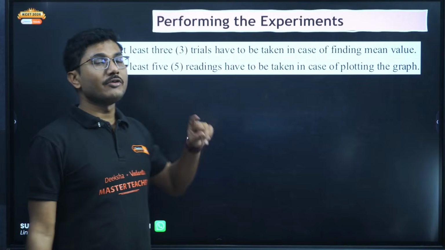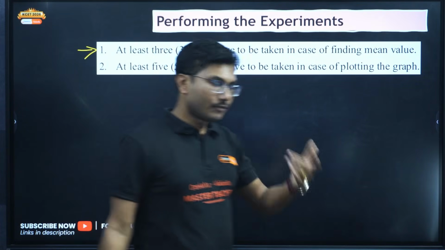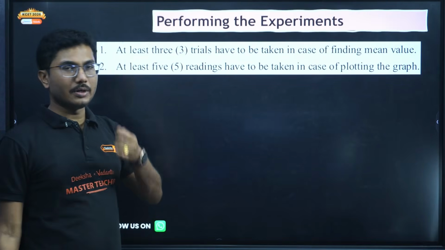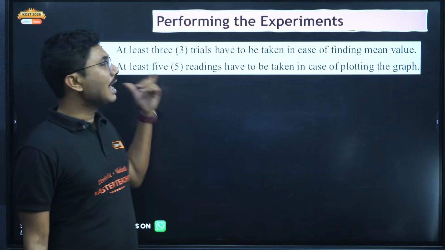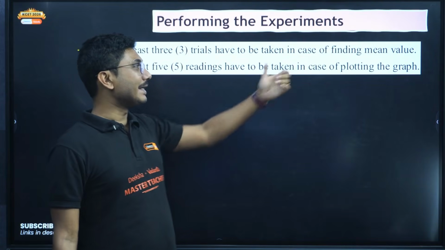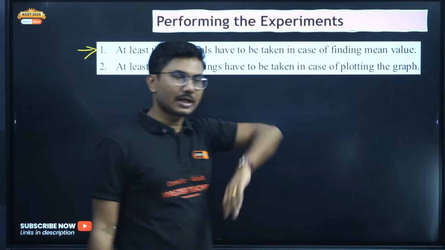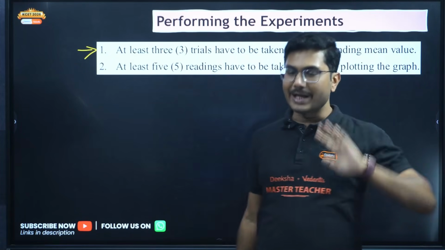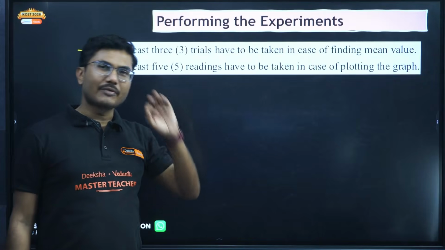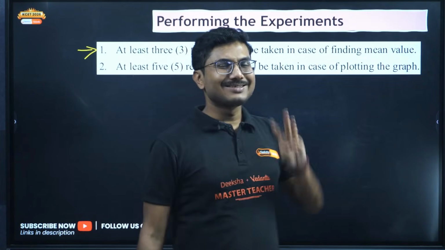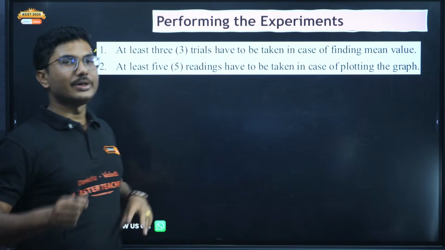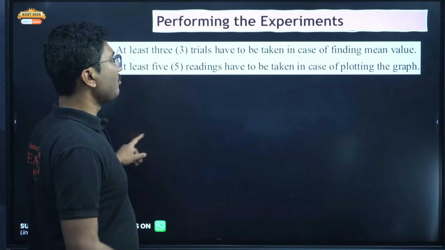If the experiment involves graph plotting, for example, the forward bias graph of a PN junction, then you have to take a minimum of 5 readings in case of plotting a graph. If you are doing it via a calculation based equation, like the figure of merit equation, then you have to take at least 3 data. At least 3 different values you have to record to calculate the mean value. Very, very important.